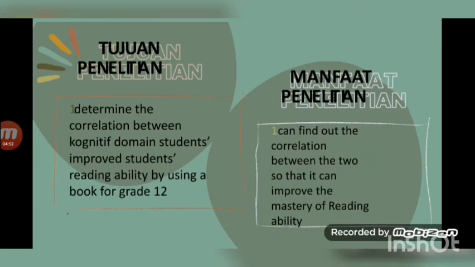The research focus. The research focus is to determine the correlation between the cognitive domain of students and the improvement of students' reading ability by using a book for grade 12. The benefit of this research is that students or teachers of English can find out the correlation between the two so that it can improve the mastery of reading ability. As for future research, the result of this research can be used as a reference for better research related to this study.